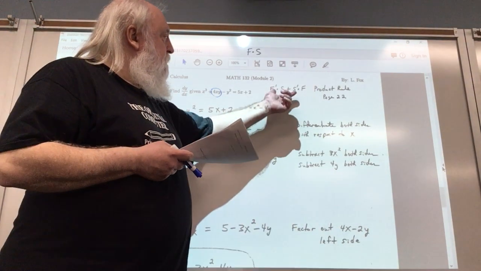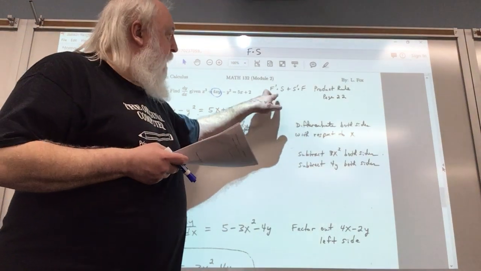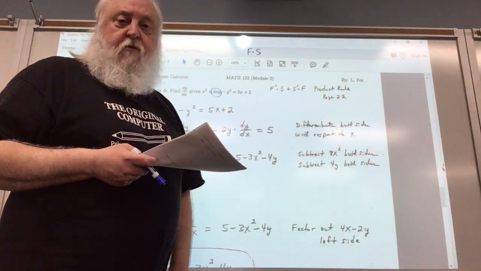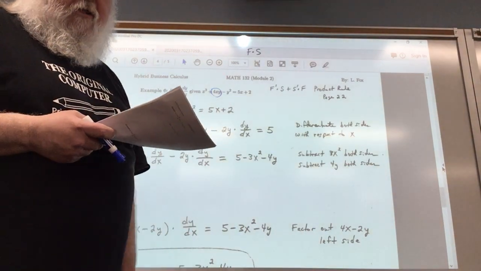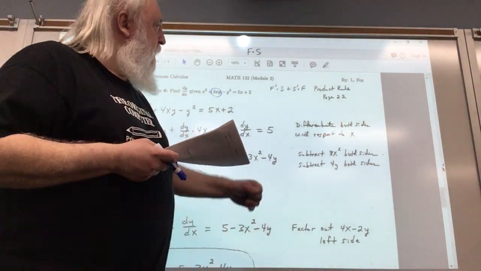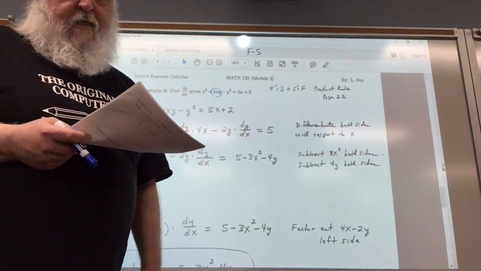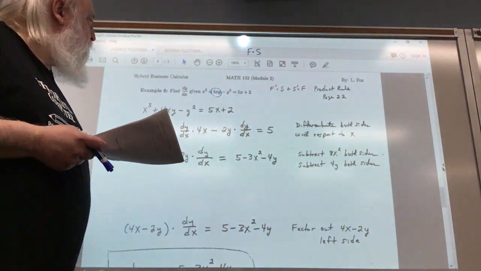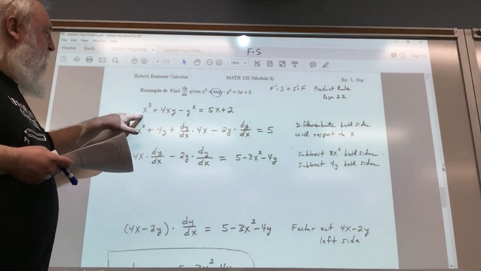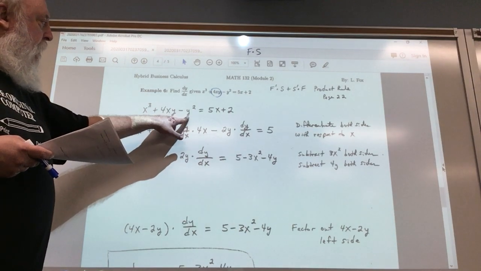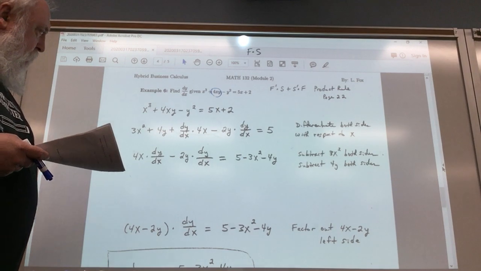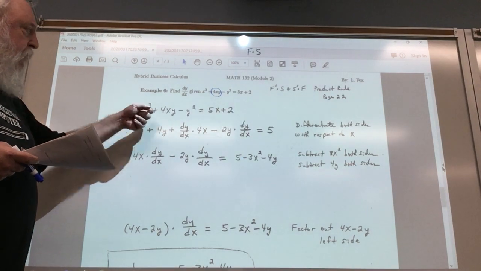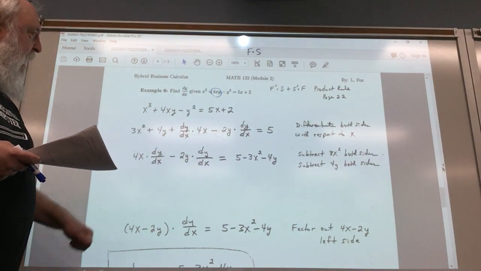Now, some people will switch the order of multiplication in those two terms, and they might even switch the order of addition. Switching the order of multiplication and the order of addition doesn't change the result. So here's our equation: x cubed plus 4xy minus y squared is equal to 5x plus 2. So we're going to differentiate both sides of that equation with respect to x.